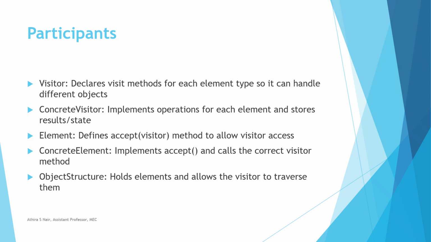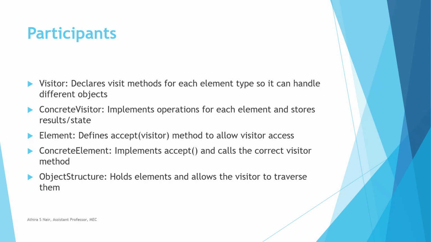So there are many participants in this pattern. First is the visitor. It declares a visit operation for each class of concrete element in the structure. The operation's name and signature identify the class that sends the request to the visitor, and it lets the visitor determine the concrete class, and also the visitor can access the element directly through its interface. And the concrete visitor implements each operation declared by the visitor, and each operation implements a fragment of the algorithm. The concrete visitor also provides the context for the algorithm, and it also stores local state. This state can be used to accumulate results during the traversal of the structure.